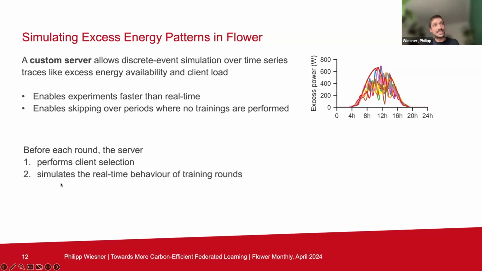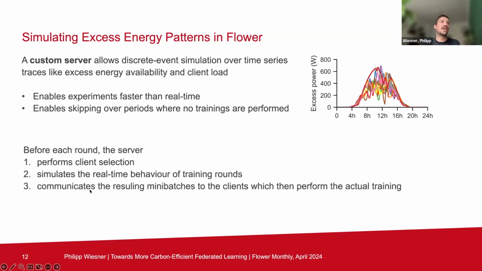It then simulates the real-time behavior of our training rounds. So now we're using the real traces and not the forecasted ones. And what comes out of this is basically the amount of mini batches that each client would have computed during the next training round. And then we communicate this number to the clients and use the normal Flower simulation utility to execute the training. So this works well. And I would say the first part and the third part are also sound.